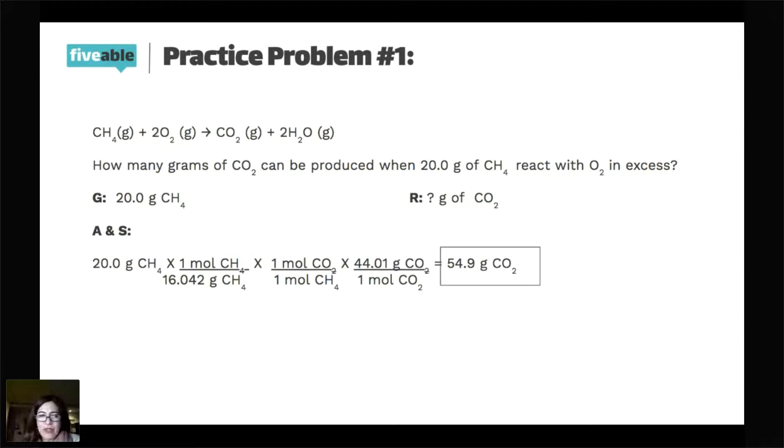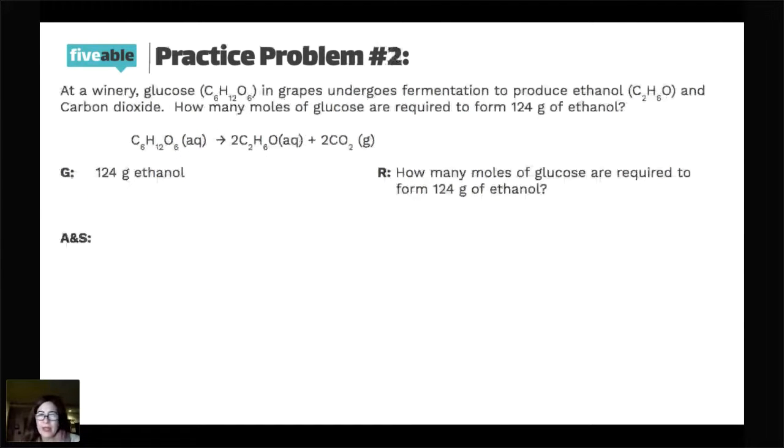Okay, let's do another example. Practice problem number 2. At a winery, glucose in grapes undergoes fermentation to produce ethanol, and they give us the formula, and carbon dioxide. How many moles of glucose are required to form 124 grams of ethanol? Now here, notice how the given is grams, but the required is moles.